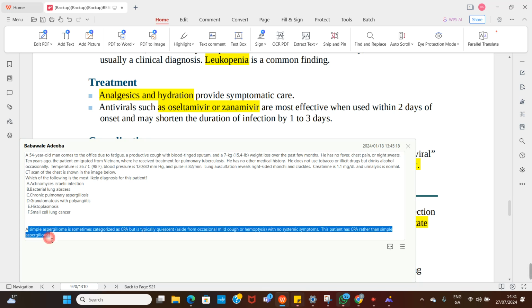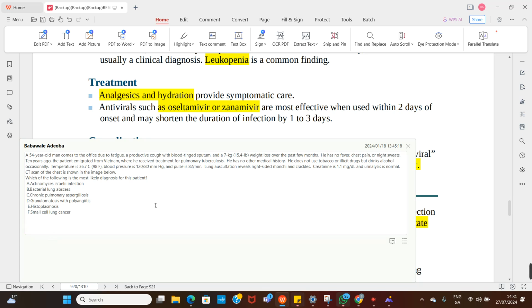So, a 54-year-old man comes to the office due to fatigue, productive cough, blood tinged sputum, weight loss over the past few months. He has no fever, no chest pain, no sweats. 10 years ago, he emigrated and he has received treatment for pulmonary TB. No other medical history is positive. Does not use tobacco, does not use drugs. He drinks alcohol occasionally. Temperature is normal. Blood pressure is okay. Pulse is okay. There is a right-sided rhonchi and crackles on lung auscultation. Creatinine is okay. CT scan shows the image below.